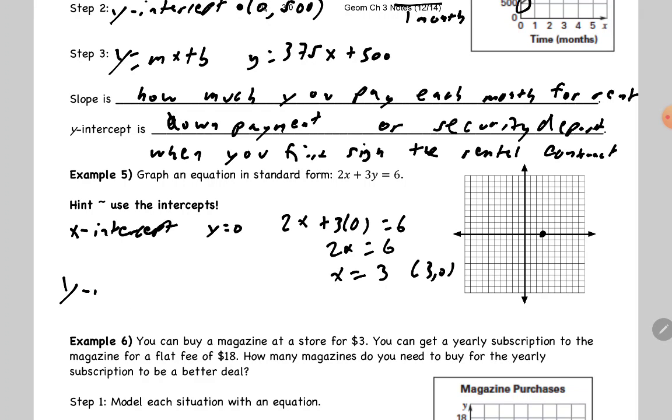For the y-intercept, it's very similar, except that we set x equals 0. 2 times 0 plus 3y equals 6, so y equals 2. So I go up 2 and make a dot. And then, this is a bit small, but just connect the dots and draw your line.